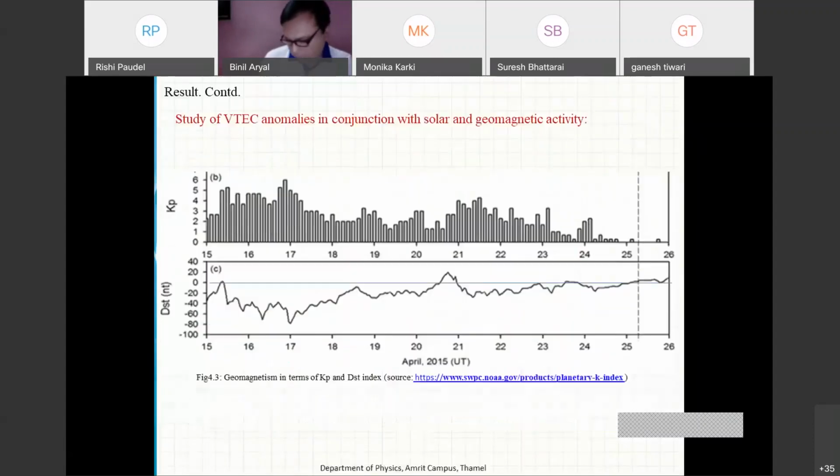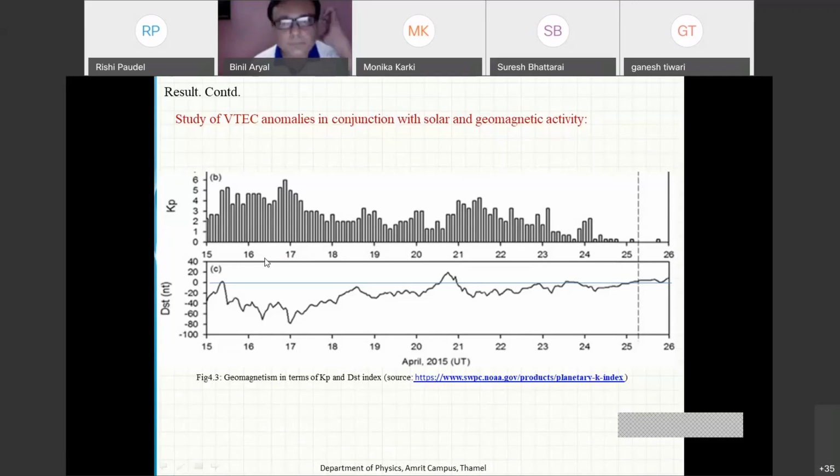Okay, next, geomagnetic and solar activity can produce anomalies and changes in the ionosphere. So to confirm whether they were affected by other activities or not, we chose two important geomagnetic indices, DST and KP. Here, a KP value greater than 3 represents a magnetic storm, and the DST index lies within positive 20 nanotesla to negative 20 nanotesla. So it's very quiet.